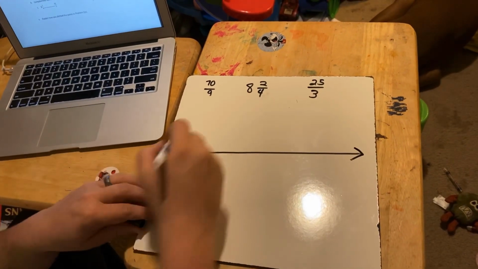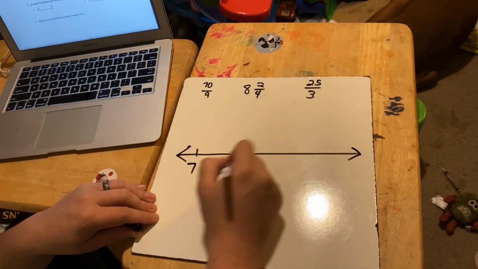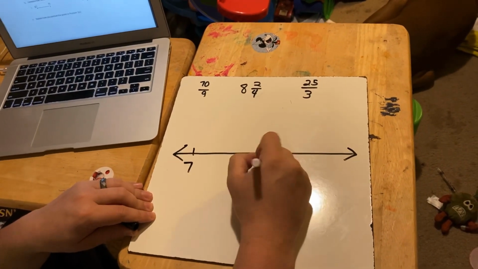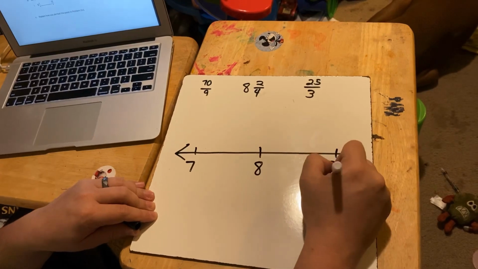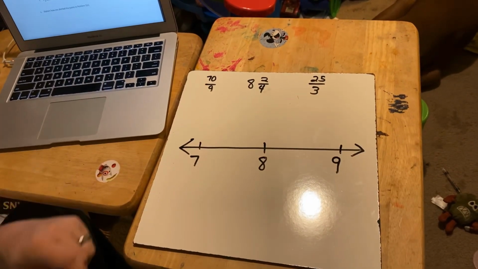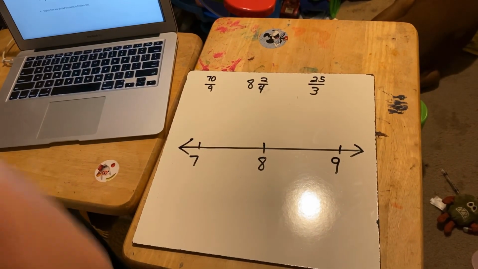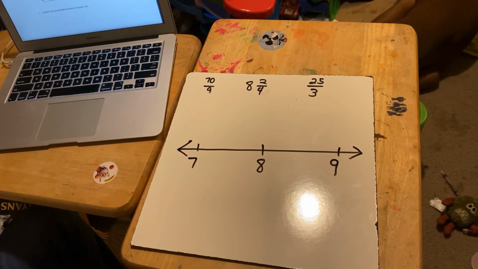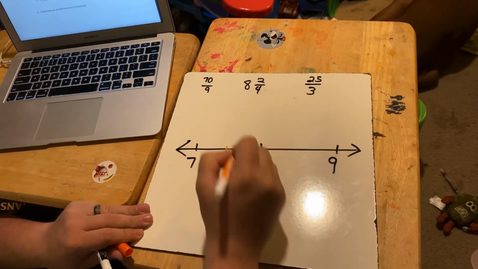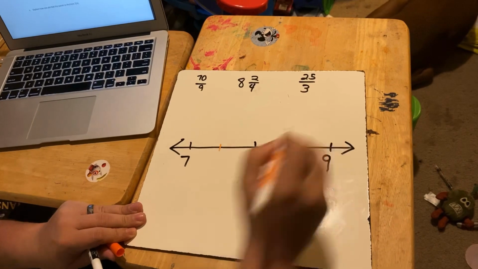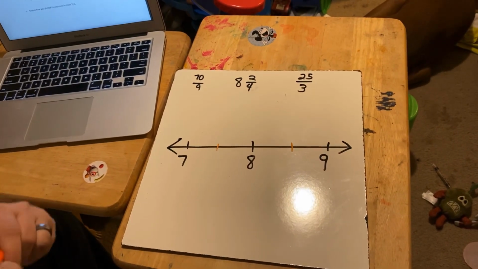Now, they've already got a number line drawn for you. They've got 7, 8, 9. And if you remember from the previous problem, I said the first thing I would do here is go ahead and draw the halfway point. There's 7.5. There's 8.5.